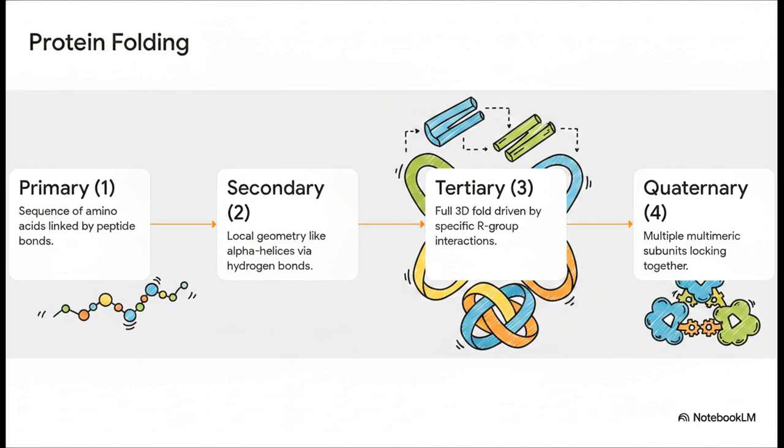Step 2 is the secondary structure, where this linear chain starts to fold into local geometric patterns. We're talking rigid, rod-like alpha helices or flat beta-pleated sheets, and these are held together by hydrogen bonds. Step 3 is the tertiary structure, which is the full, complex 3D fold of a single chain. The unique R groups on each amino acid dictate this final shape, which in turn completely dictates how the protein interacts with its environment. And finally, step 4 is the quaternary structure. Now, this only happens when multiple individually folded chains lock together to form a larger complex.